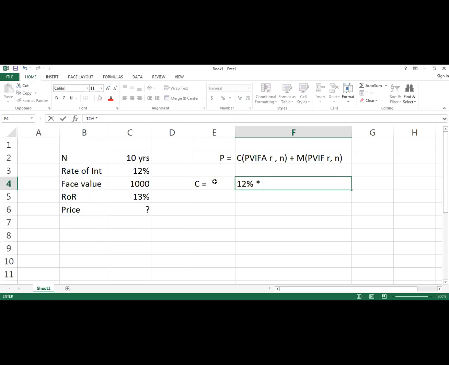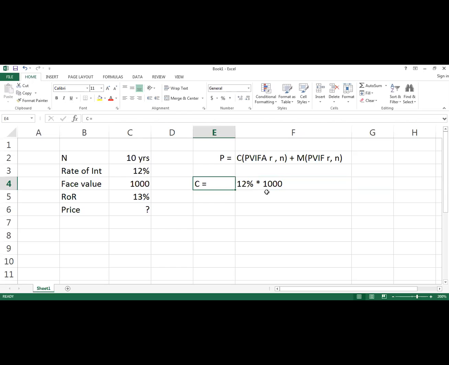12% of what? So present value interest. Now present value we are going to calculate. First, I want to calculate only this C. Can you see this C here? I just want to calculate C first. So what is the present value? What is the coupon payment? 12%. 12% of what? What is the face value of the bond? 1,000, sir. 1,000. Right?